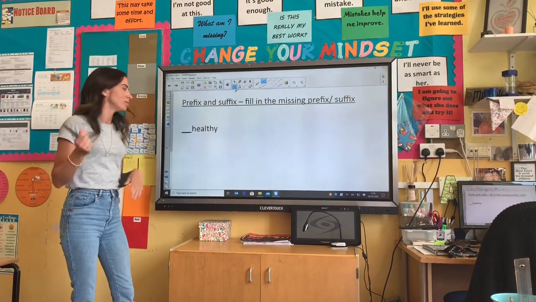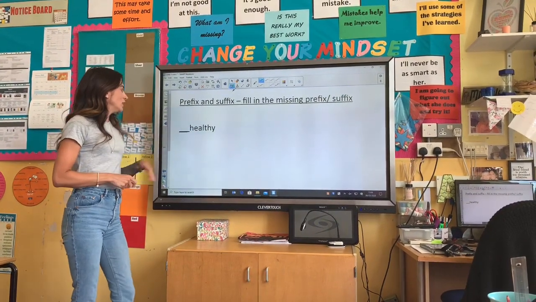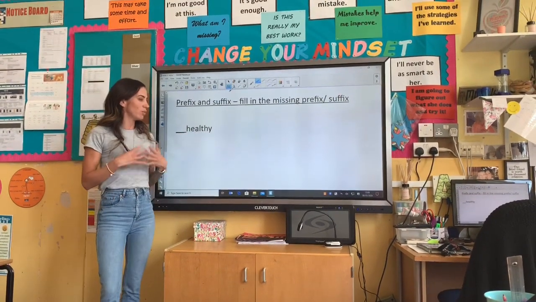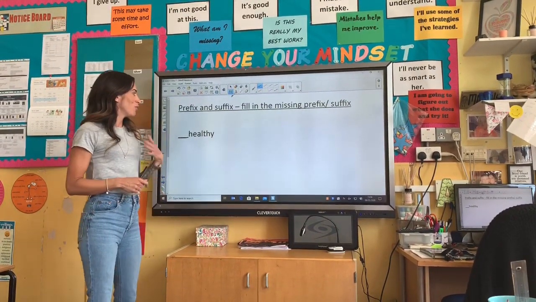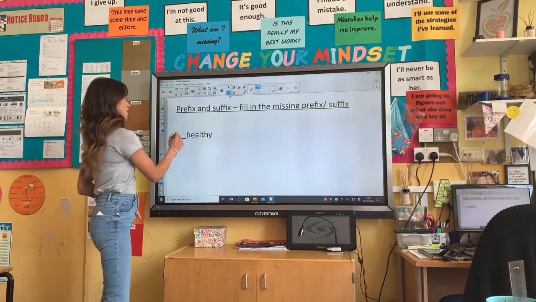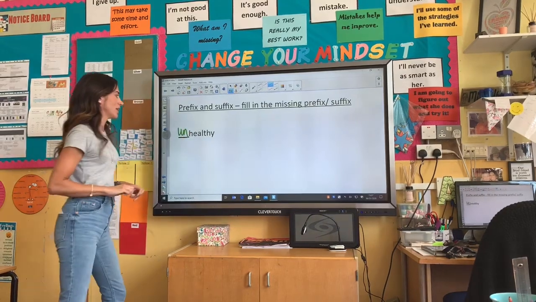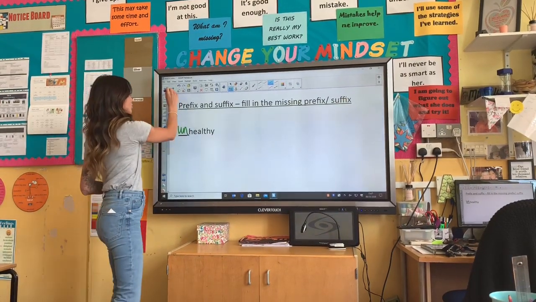Antonym means the opposite. So look at this word healthy. We're going to fit a prefix onto the beginning so that it becomes an antonym of the word healthy. So an antonym of the word healthy would be unhealthy. So I'm going to put the prefix un at the beginning of that word.